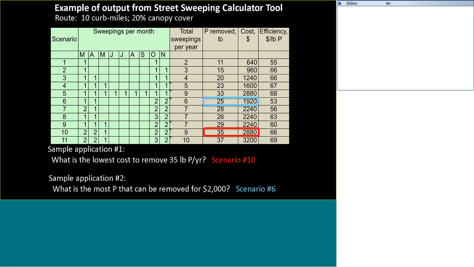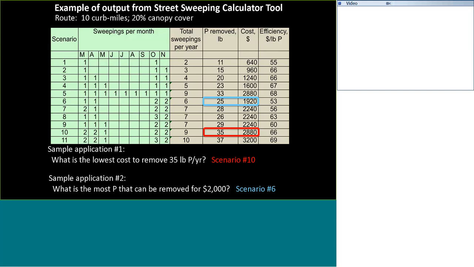Here's an example of output that you could get from different scenarios. The different rows represent random scenarios where the user has said, I'm going to sweep once in March and once in October, for instance, with scenario 1, or twice in March, twice in April, once in May, 3 times in October, 2 times in November for scenario 11. Then you can get information on the amount of phosphorus removed and the total cost, and the cost efficiency in terms of dollars per pound of phosphorus removed.